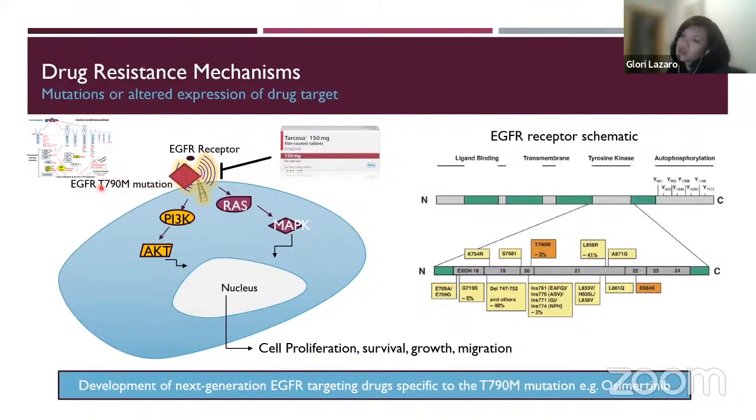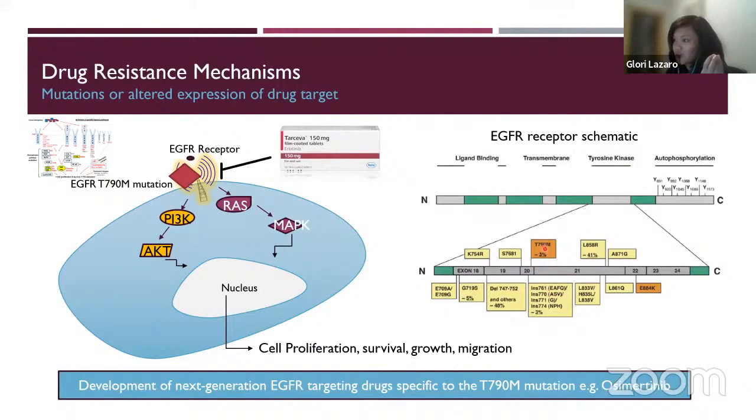So they acquire what we call the T790M mutation in the receptor. And what does that mutation do? They will actually alter the shape of the protein in a way that the erlotinib cannot bind effectively to the receptor. So basically, the drug will no longer work because you have this mutation. So that's one resistance mechanism. And so EGFR here, this schematic on the right, is a receptor that is very prone to mutations. So here they have this tyrosine kinase domain that is like the hotspot for mutations.